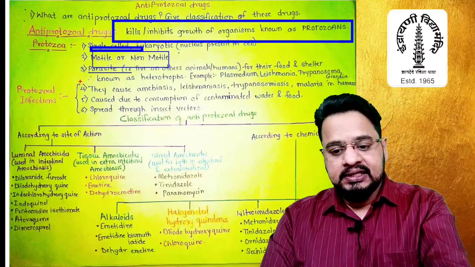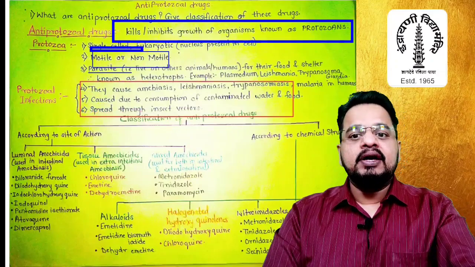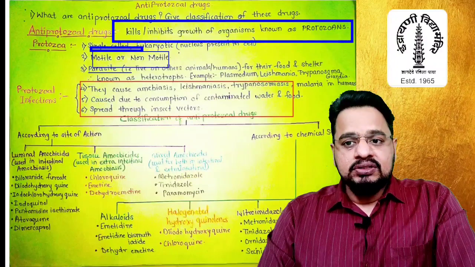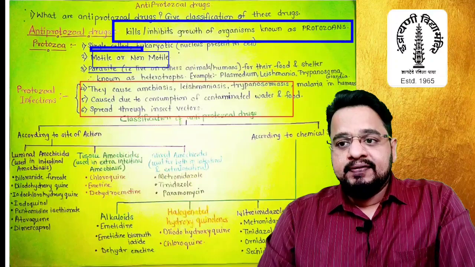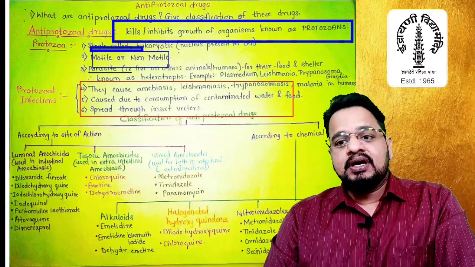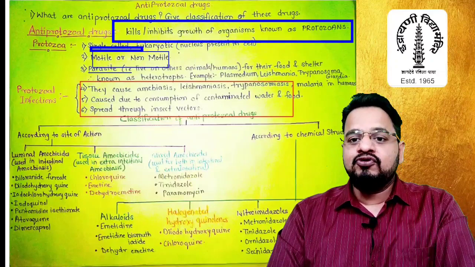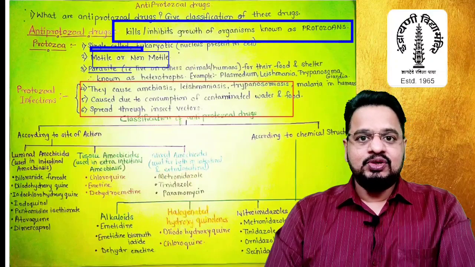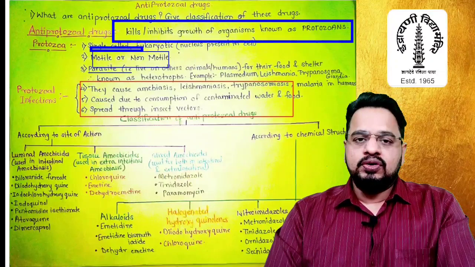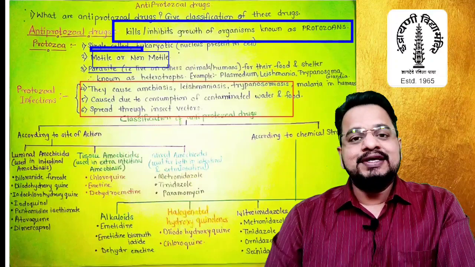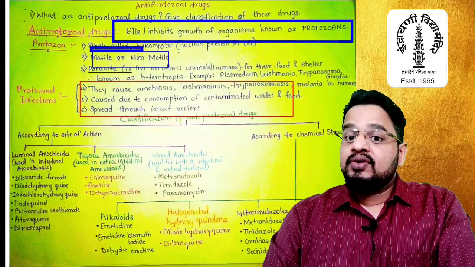And in the last lecture we had also come across that they cause amoebiasis, leishmaniasis, even trypanosomiasis. And caused due to what? The consumption of contaminated water and food, and they spread through some vector, especially insects or mice. So this is what we had discussed in the last lecture. Now today we are focusing more on the anti-protozoal drugs.